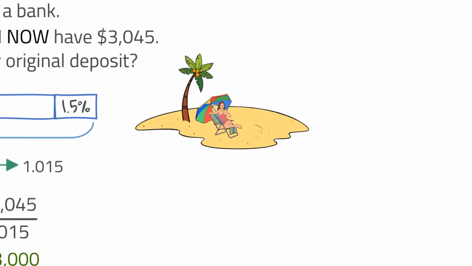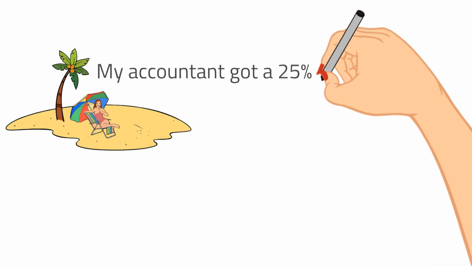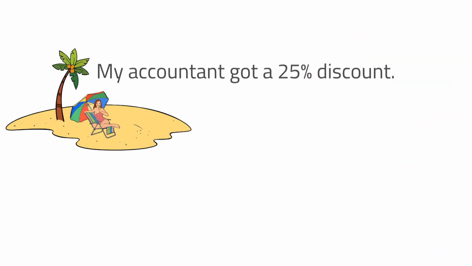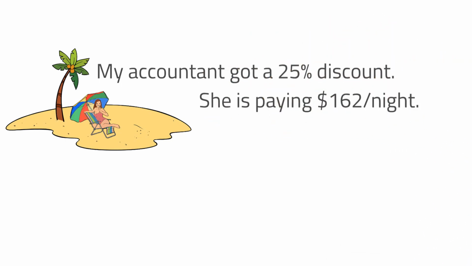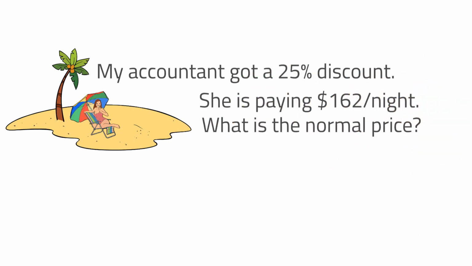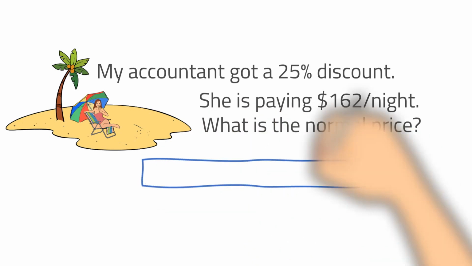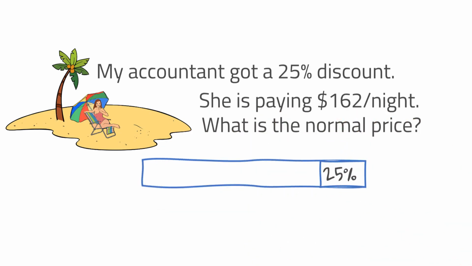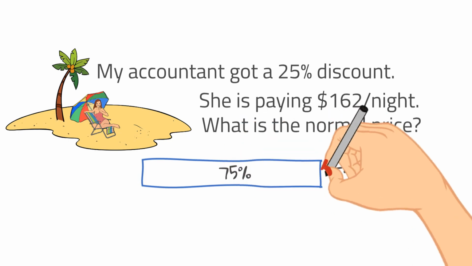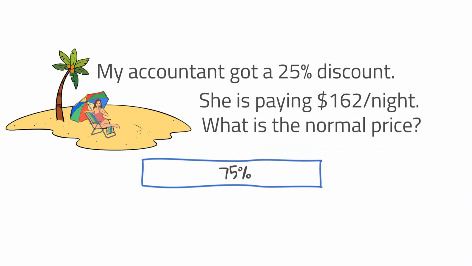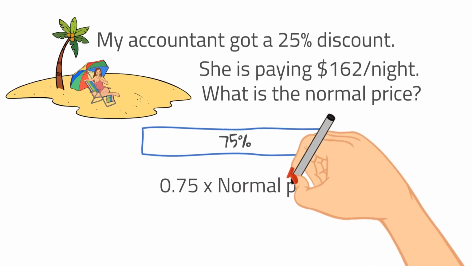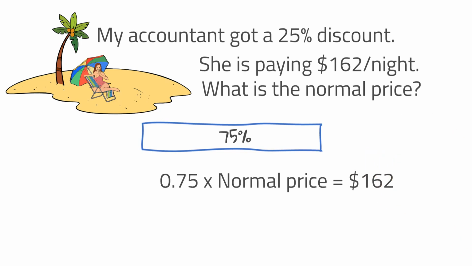Let's go visit my accountant in the Bahamas. She got a 25% discount on her stay and she is paying $162 a night. I want to know, what is the normal price per night? Let's let this bar here represent the normal price. Well, I'm going to get rid of 25% of that, which leaves me with 75. I know that as a multiplier, 75% is 0.75. So if I was to multiply 0.75 with the normal price, I will get $162.